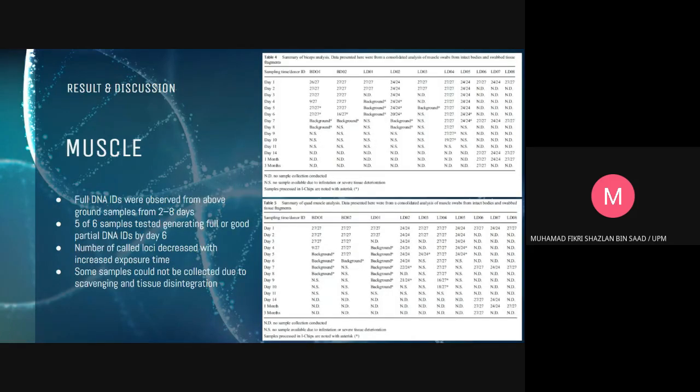For the muscle samples, in the table shown, full DNA IDs were observed from a birth gram sample from 2 to 8 days, and 5 out of 6 samples tested generated full or good partial DNA by day 6. The number of called loci decreased with increased exposure time. Some samples could not be collected due to scavenging and tissue disintegration. Next.